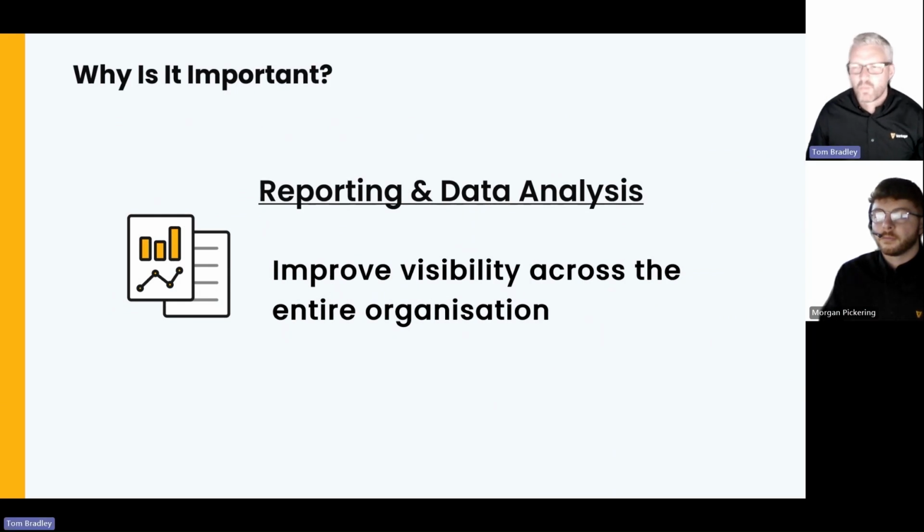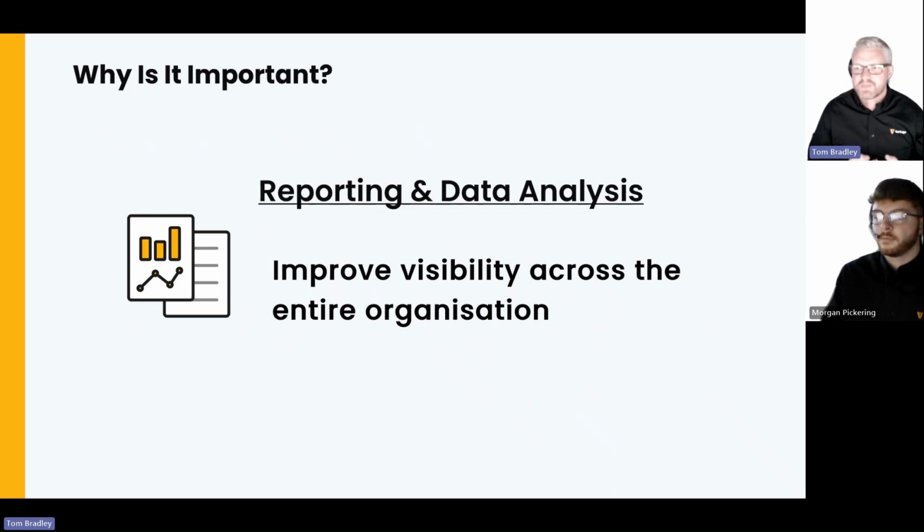To start with, why would you look at digital adoption in the first place? Why is it important? First and foremost, let's look at this from the reporting and data analysis perspective. As you all know, the ability to report on different functions within your business is crucial. It gives you an insight into how your organization is performing, but of equal importance is where it's not performing, and how we can improve that.